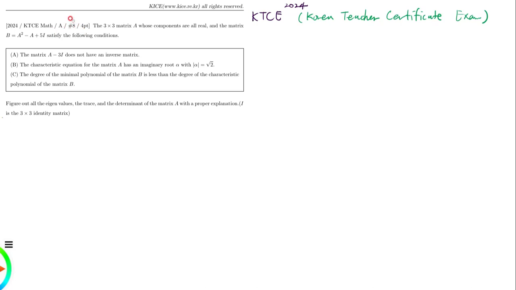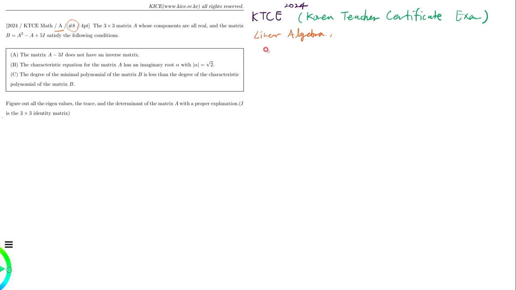This problem is number 8 of type A math problems, which is linear algebra. To be more specific, this is about its characteristic polynomial and its eigenvalues and eigenvectors. Okay, let me give you a first point.